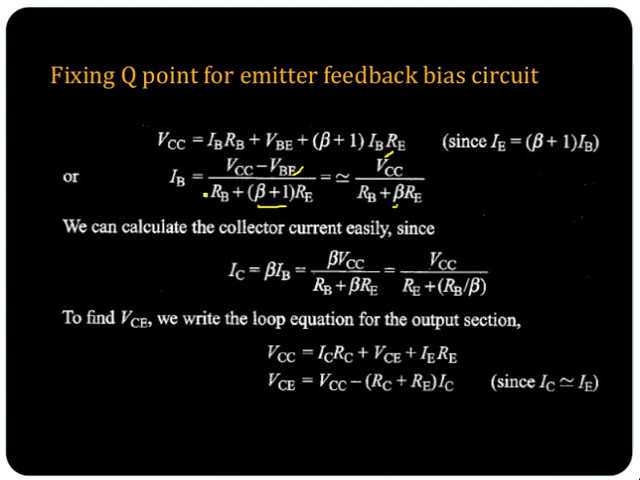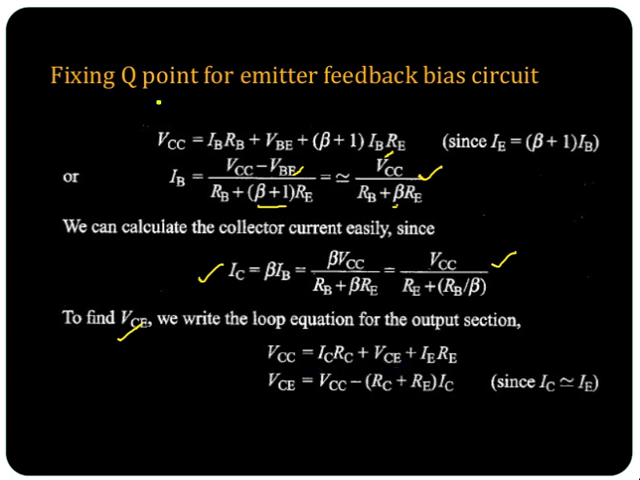Now what about the collector current? If you know IB, IC is beta times IB. So multiply this expression by beta, you get IC equal to VCC by RE plus RB by beta. From this expression, you multiply with beta, then divide by beta, you get an expression like this for the collector current. Now you have to fix the operating point. So you got IC, next you have to find VCE. For that, write the loop equation for the output side. Output side you have VCC, then the resistance RC in the collector side. So VCC equal to ICRC plus VCE plus IERE.